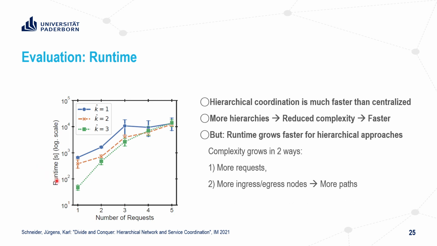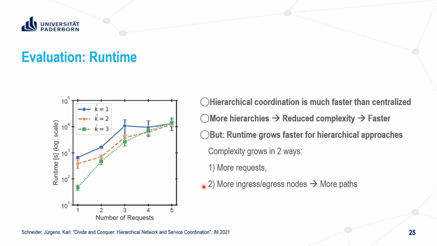But there's a but. You can also see that the runtime grows faster for our hierarchical approaches. And that's a problem. And that's because for our hierarchical approaches, complexity grows in 2 ways. First of all, if we have more requests, so that's a larger input. But we also have more ingress and egress nodes because these requests may arrive at new nodes.